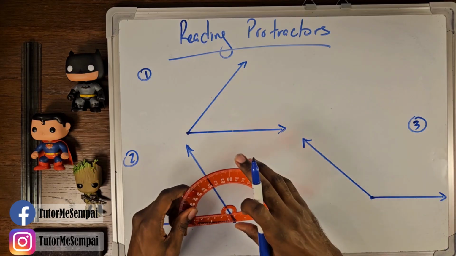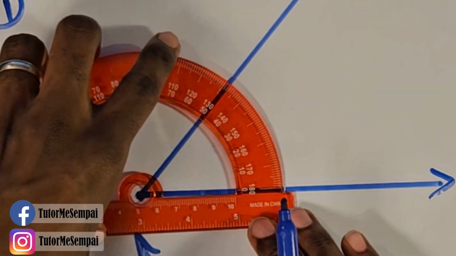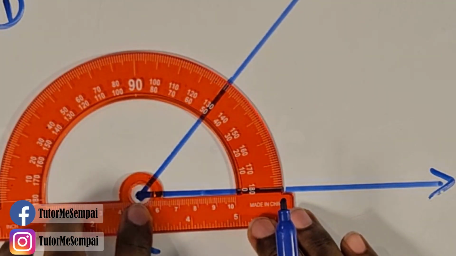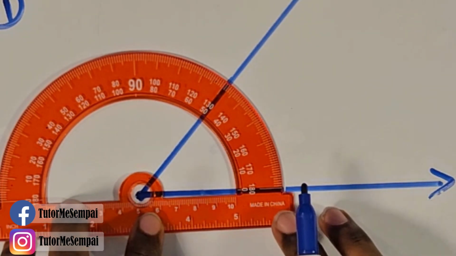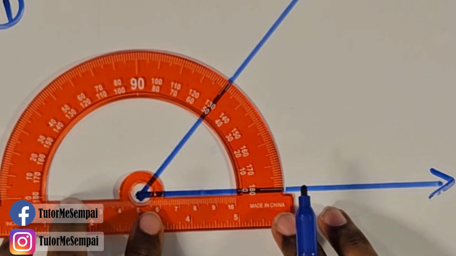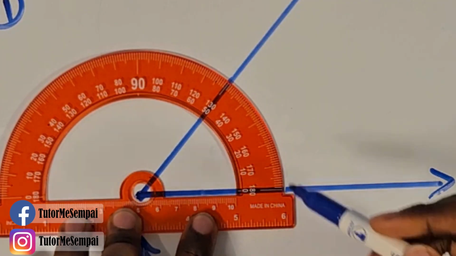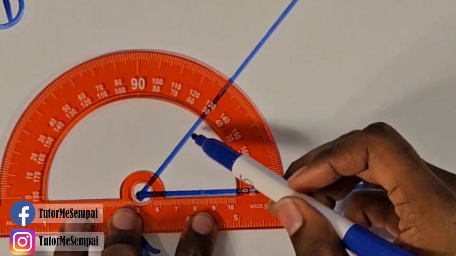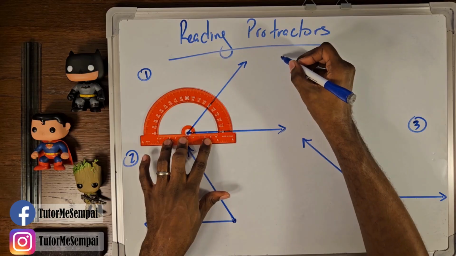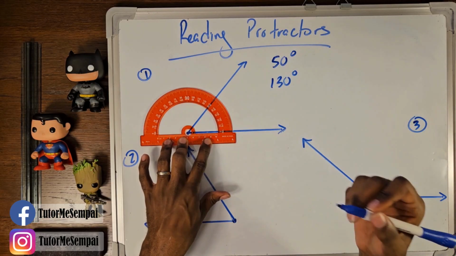So let's start with number 1 and see what we get. So let's say we have this. I'm going to line it up like we just talked about. We're going to make sure our vertex is in the center. We are starting where our angle measurements start. And when we do that, we're going to get something like this here. And if we're looking at where our angle hits our protractor, you're going to get two numbers. You're going to have 50 degrees and 130 degrees.